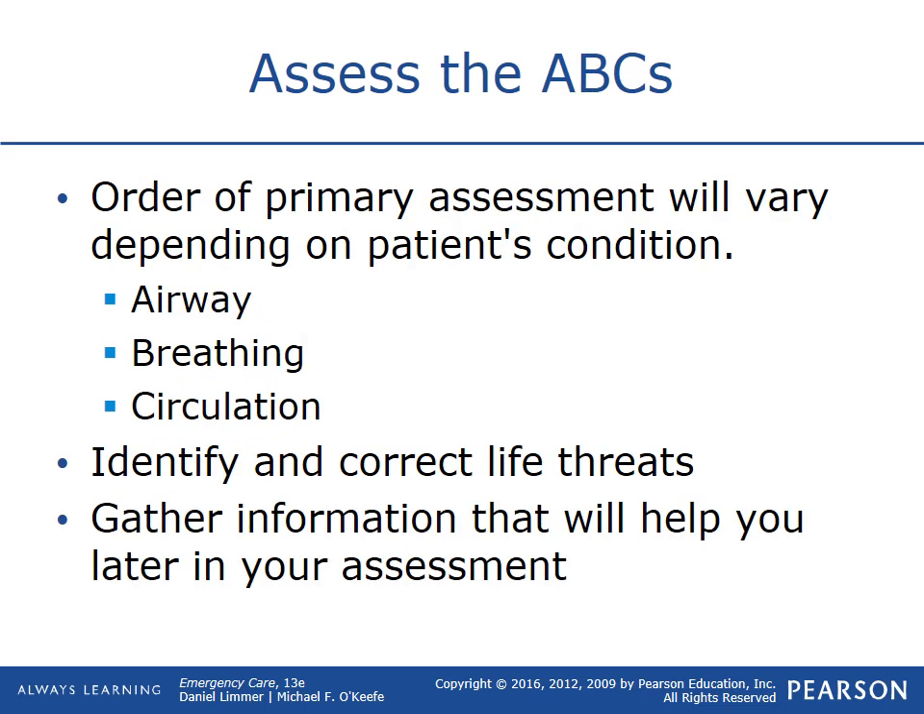The order of the primary assessment will vary depending on the patient's condition. Okay, airway, breathing, circulation for a patient that has a pulse. If you find any problems in these areas, you need to correct those. So if they're having a breathing problem, you need to ventilate them, breathe for them. If they're bleeding, you need to fix that before you move on to the next step. Then you would also gather information that will help you later in your assessment.